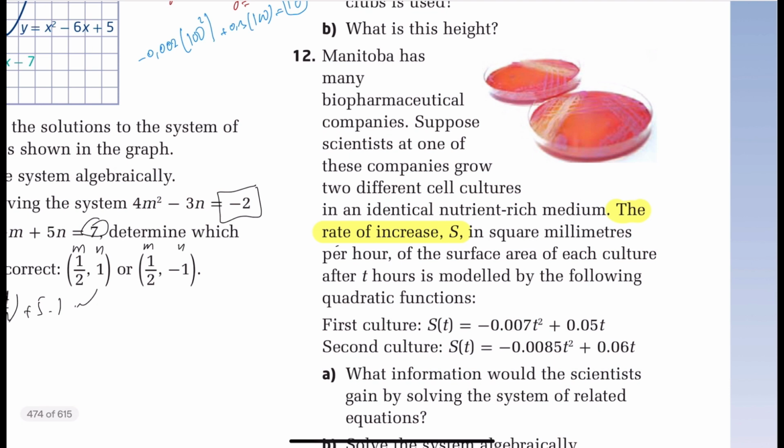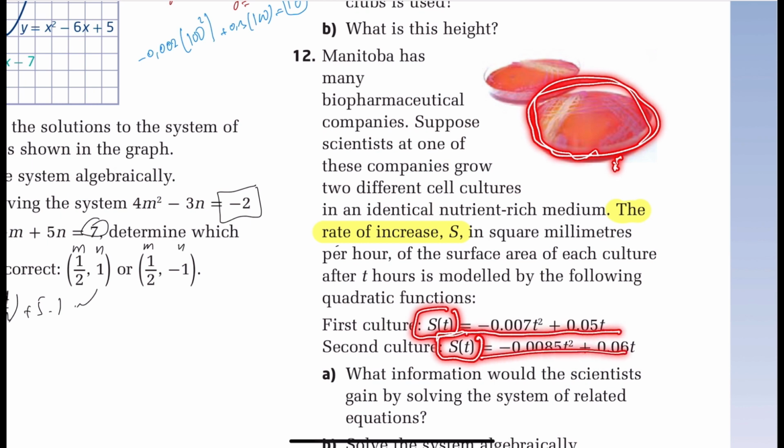Manitoba has many biopharmaceutical companies. Suppose scientists at one of those companies grow two different cell cultures in one identical nutrient-rich medium. So we are growing some bacteria in one scientific operation, and they notice that the rate of growth is given by these two equations.